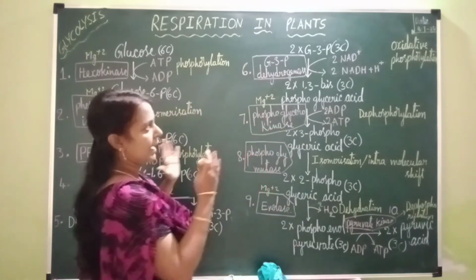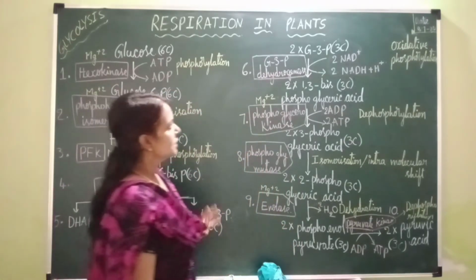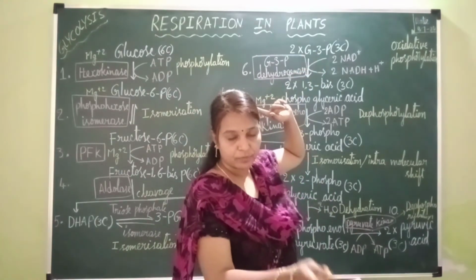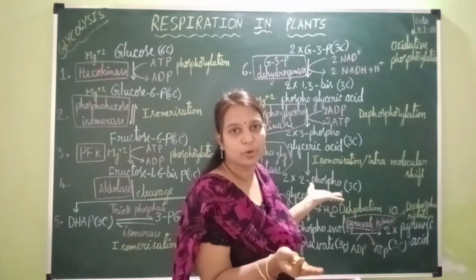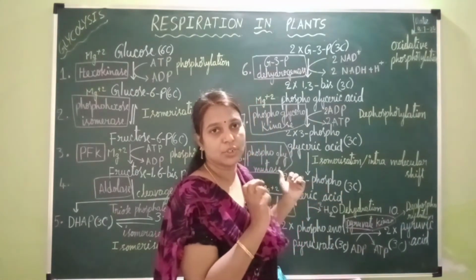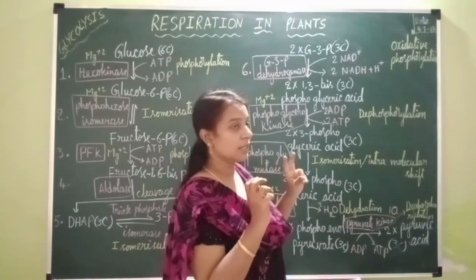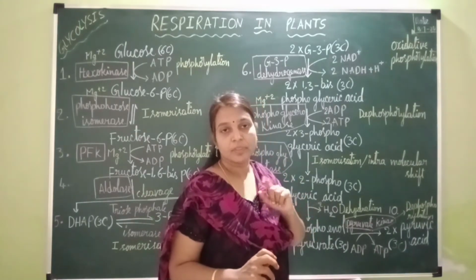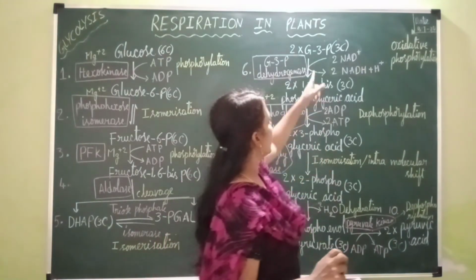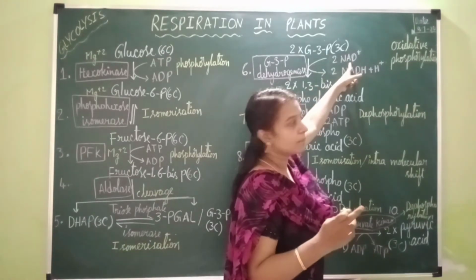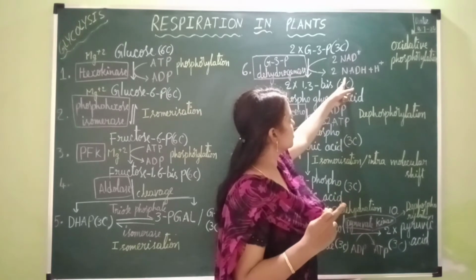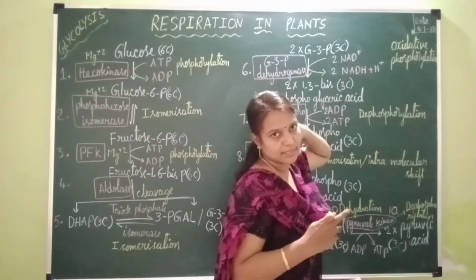Now let's see what happens during this sixth step. G3P undergoes oxidation or breakdown, which is nothing but dehydrogenation. When it undergoes oxidation, two redox equivalents, that is two protons, are released. These two protons are picked up by NAD+. So this NAD+ is reduced into NADH plus H+.